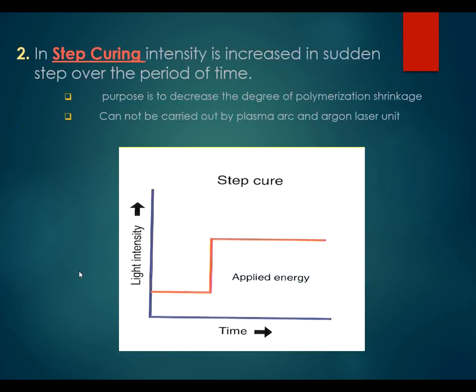Next is step curing. In step curing, intensity is increased in sudden steps over the period of time, as you can see in the graph. Purpose is to decrease the degree of polymerization shrinkage. Cannot be carried out by plasma arc and argon laser unit.